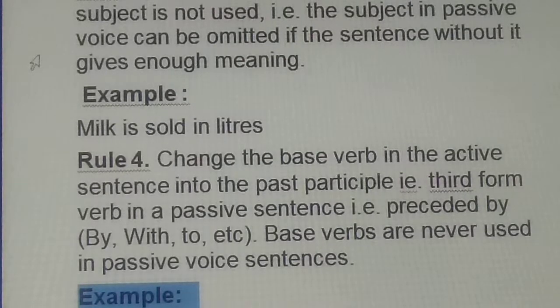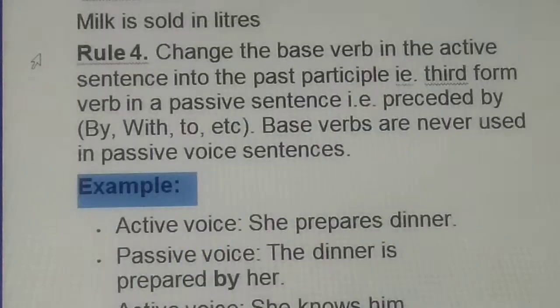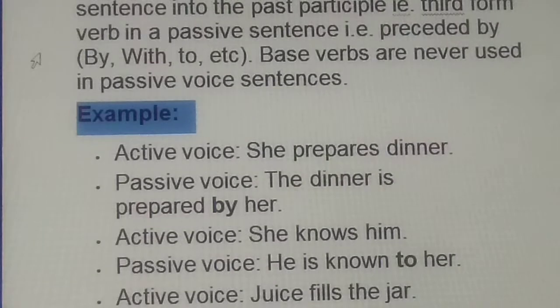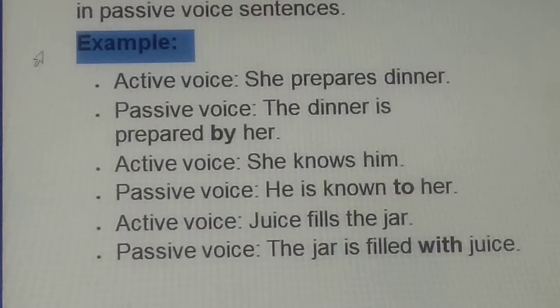Change the base verb in the active sentence into the past participle. See, she prepares dinner. The dinner is prepared by her. She knows him. He is known to her. Juice fills the jar. The jar is filled with juice.